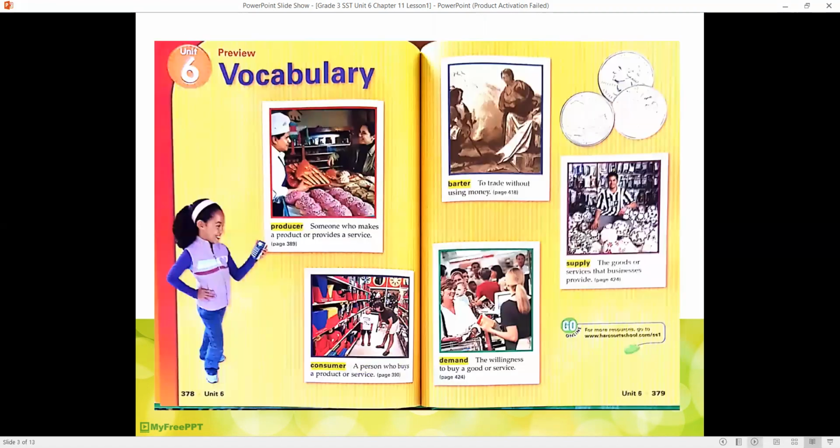The vocabulary words that you're going to see in this unit are words like producers, consumer, barter, demand, and supply. There are many more vocabulary words which we are going to learn, but we will be learning them lesson-wise. These are some important vocabs which we should know. I'm not going to explain in detail because we will be learning it later on.